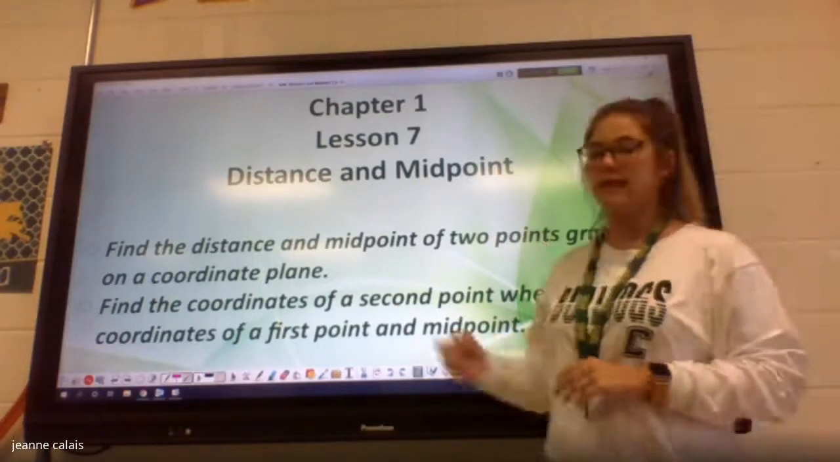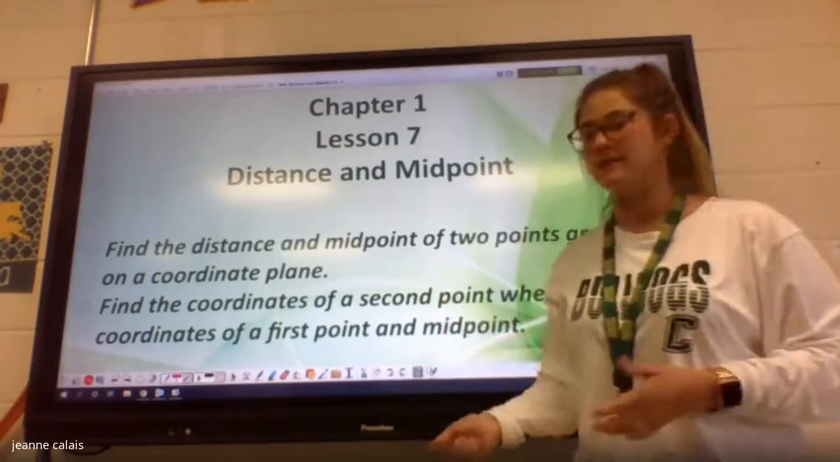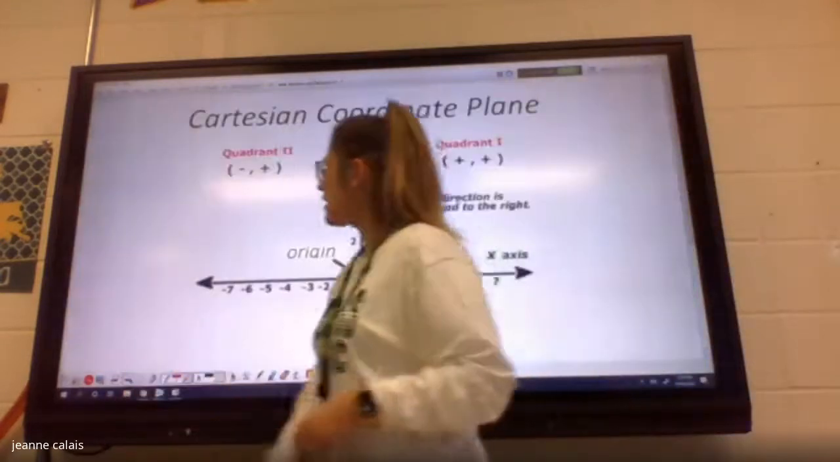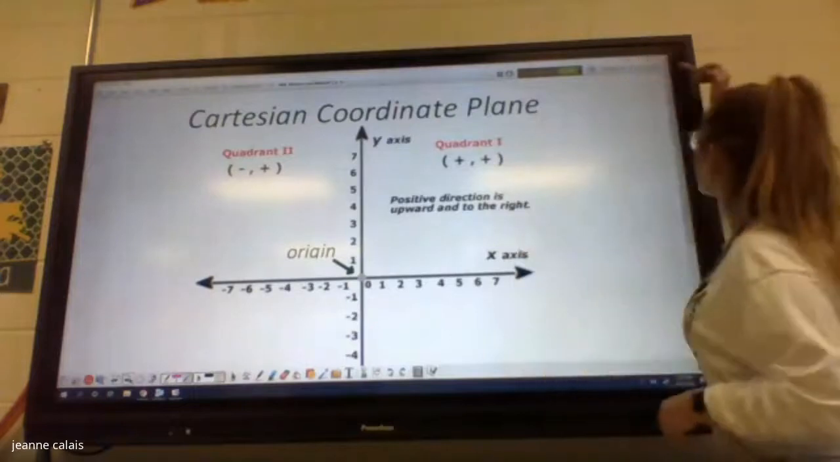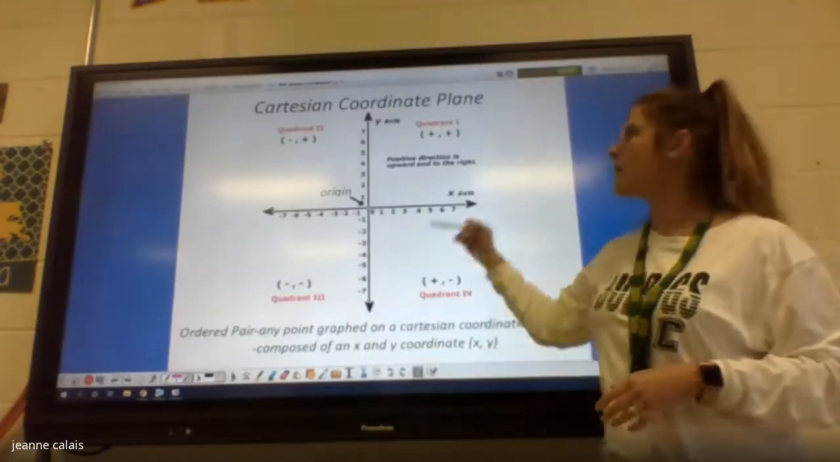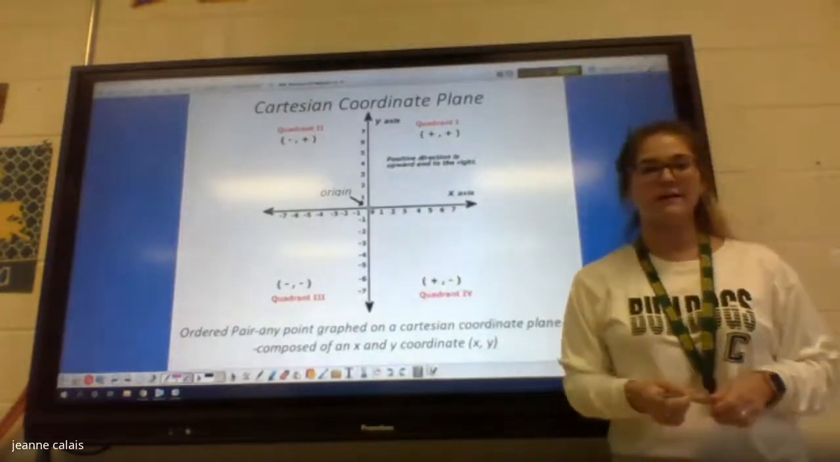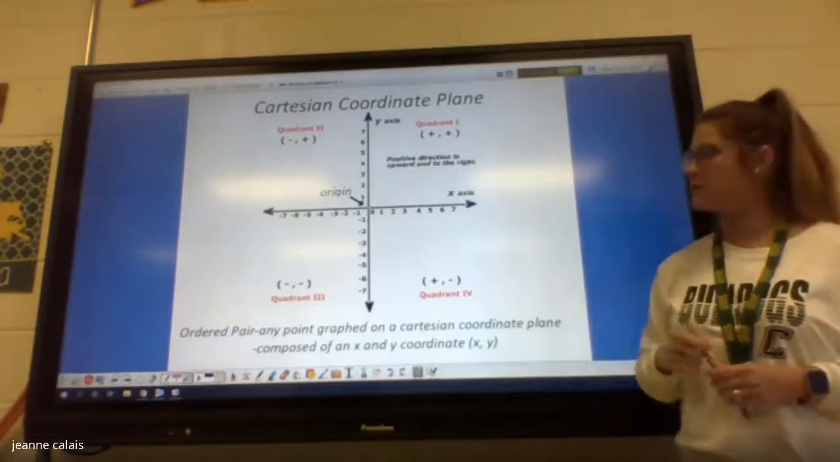Okay, so today's lesson is distance and midpoint. We're going to start off by talking about distance, all right? Now, this is something that you should be familiar with: the Cartesian coordinate plane, made up of an x-axis and a y-axis. The intersection of the two axes is called the origin, and that is (0, 0).